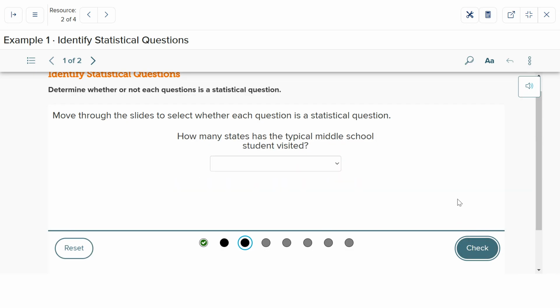Okay, how many states has the typical middle school student visited? You would have to survey people to figure this out. So that is going to be a statistical question.